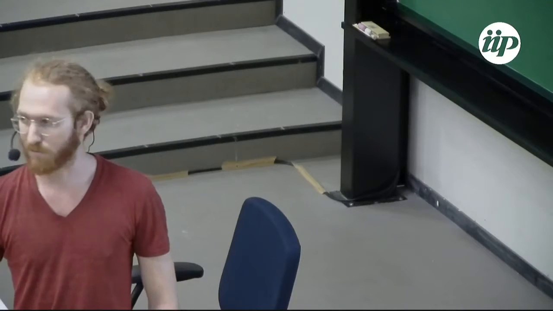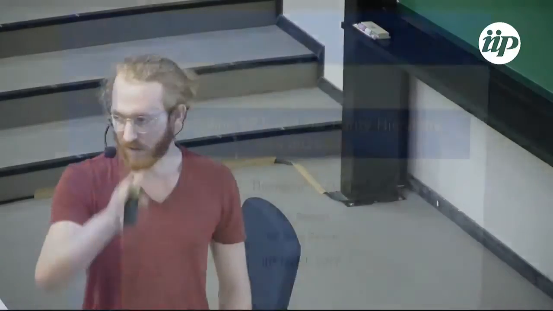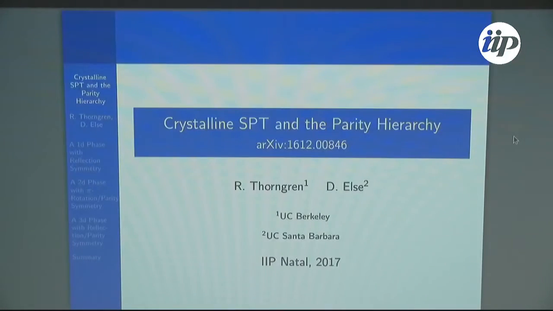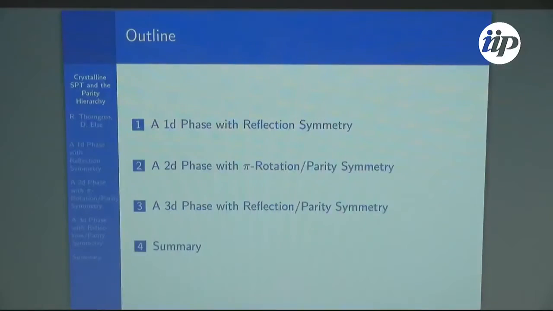This is kind of a fun symmetry to think about because it naturally has a hierarchy. This is the symmetry where you reverse the sign of all of the spatial coordinates. So you take any hyperplane, parity restricts to parity on the hyperplane. So we're going to talk about how the phases in different dimensions relate to each other, and see some fun geometry. Okay, so 1D, 2D, 3D.